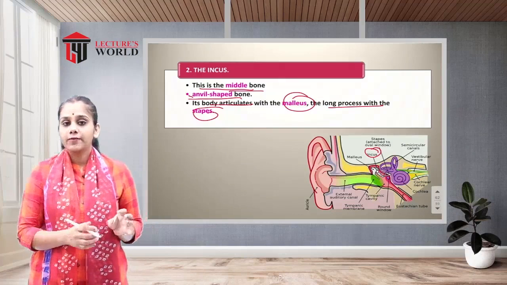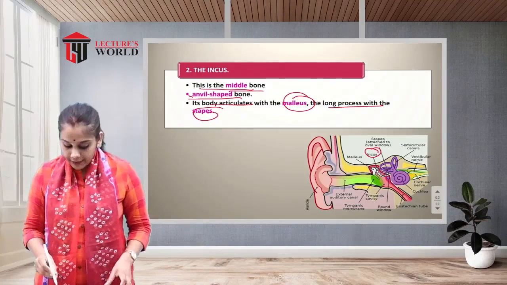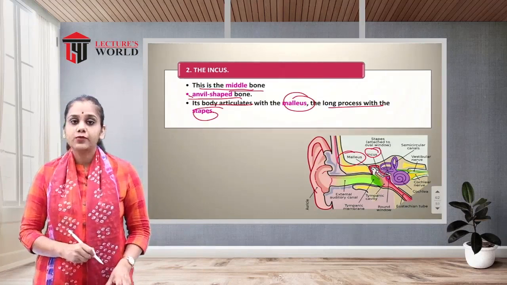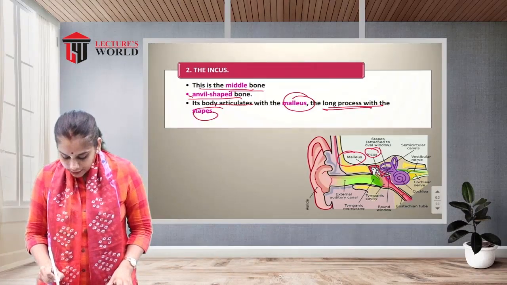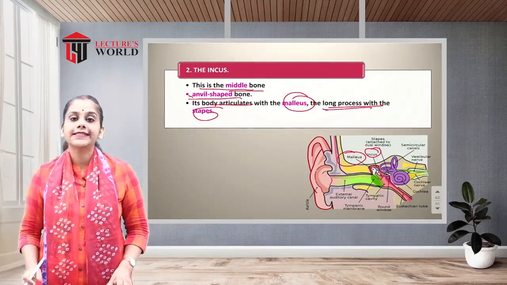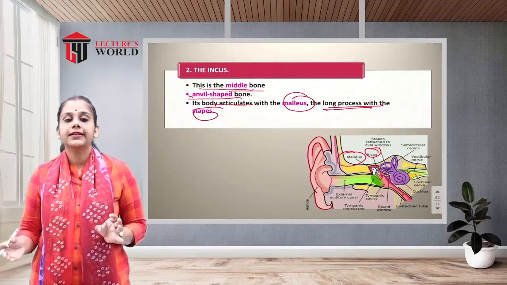So the body articulates, or connects, with the hammer bone, or we can say malleus bone, and the long process, see this is the long process, is attached to the stapes bone. So this is the bone between the malleus and the stapes.